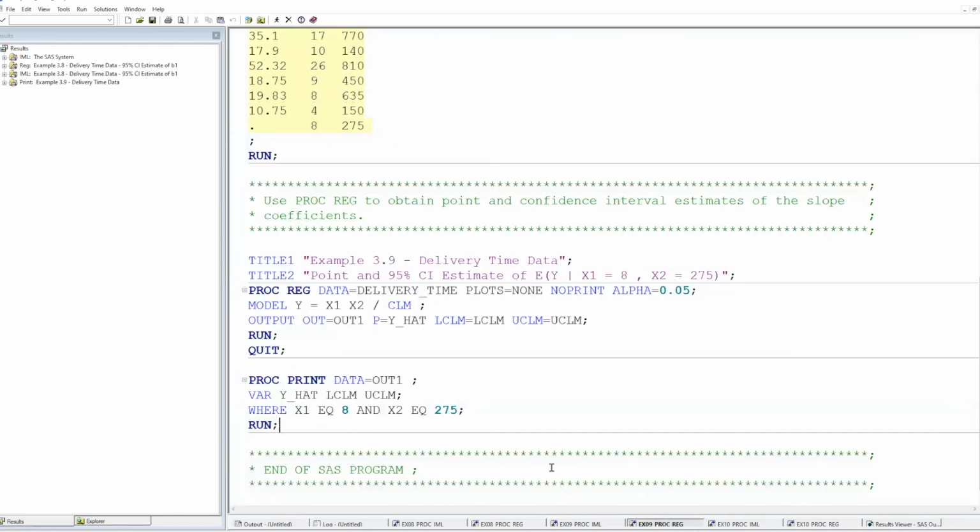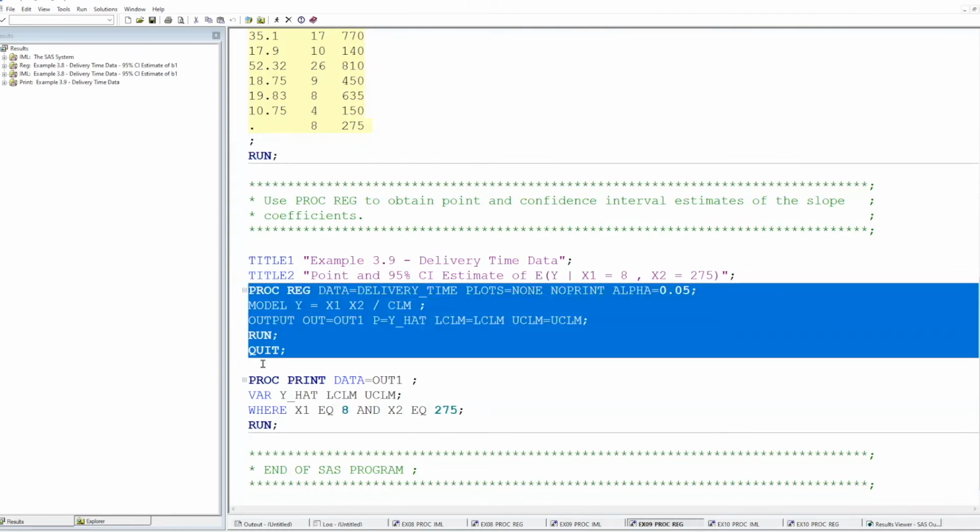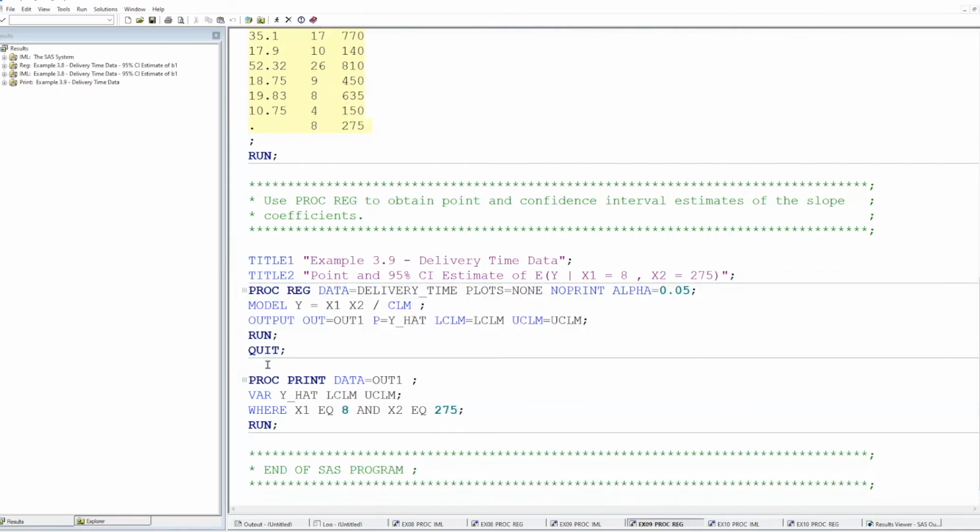But the nice thing is that if we're using PROC REG and we use this capability, we don't have to validate anything. We don't have to quality check it, right? That's already been done by the folks at SAS.